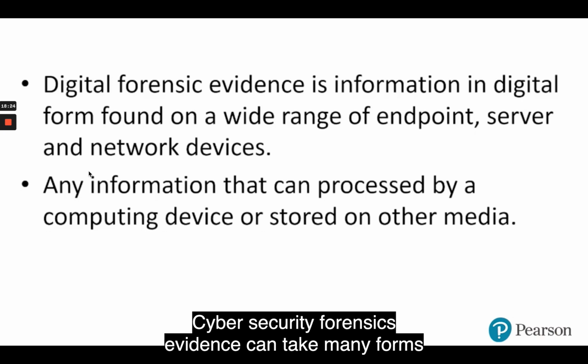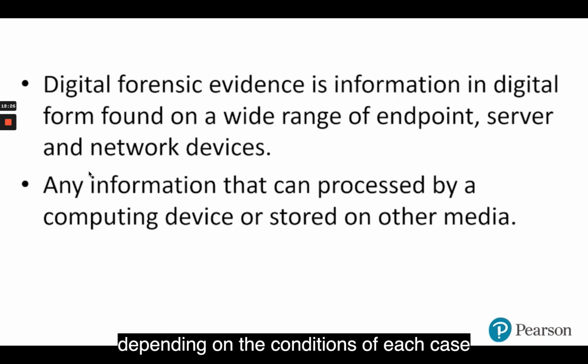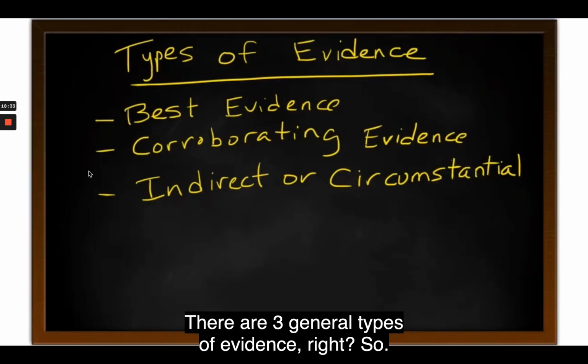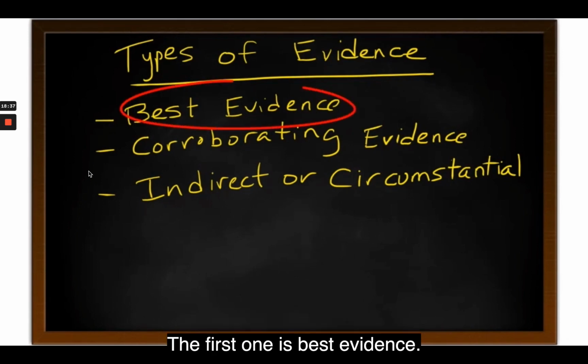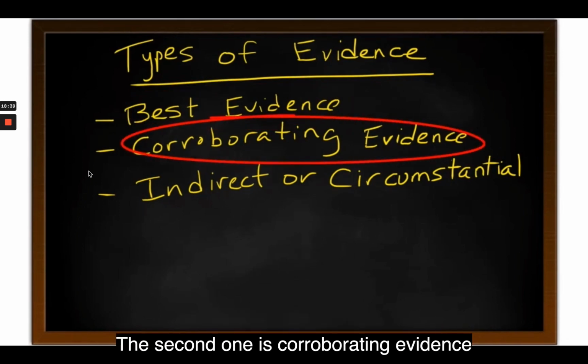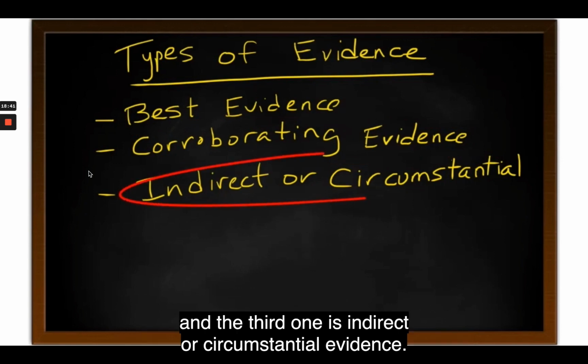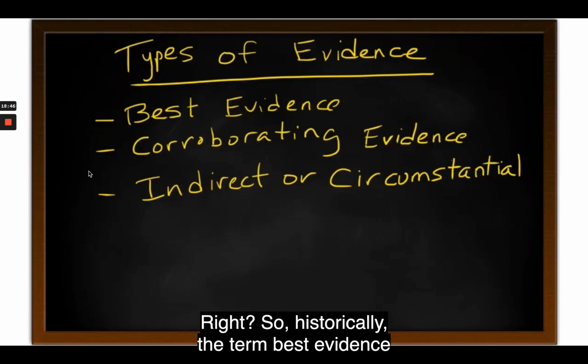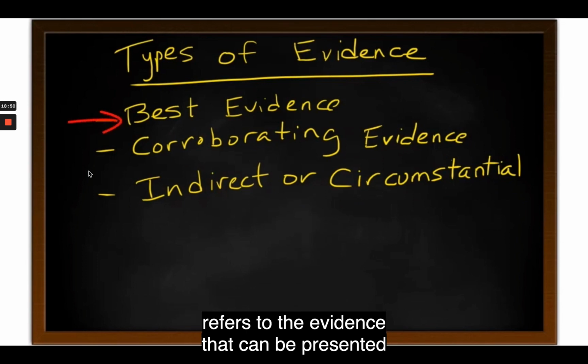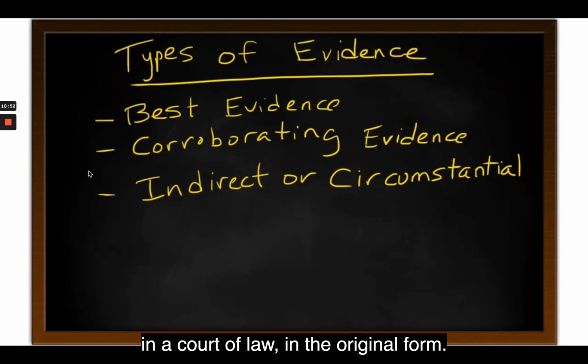Cybersecurity forensics evidence can take many forms depending on the conditions of each case and the devices from where that evidence was actually collected. There are three general types of evidence, right? So the first one is best evidence, the second one is corroborating evidence, and the third one is indirect or circumstantial evidence, right? So historically, the term best evidence refers to the evidence that can be presented in a court of law in the original form.